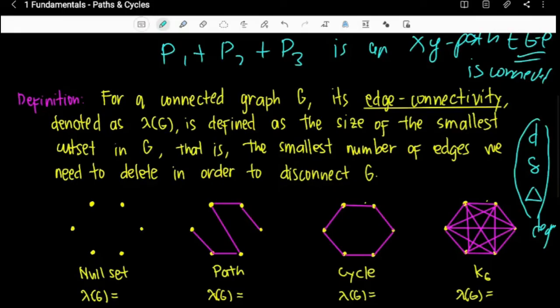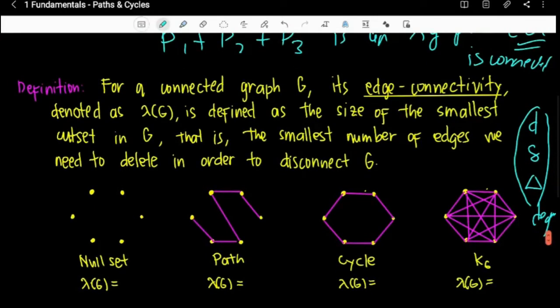Lambda, so parang tunog L siya. Lambda. Talks about edge connectivity. The size of the smallest cut set in G. Pinakamaliit na cut set. Ibig sabihin, that's the minimum number of edges you need to delete in order to make your set disconnected. Okay. So this is an example.